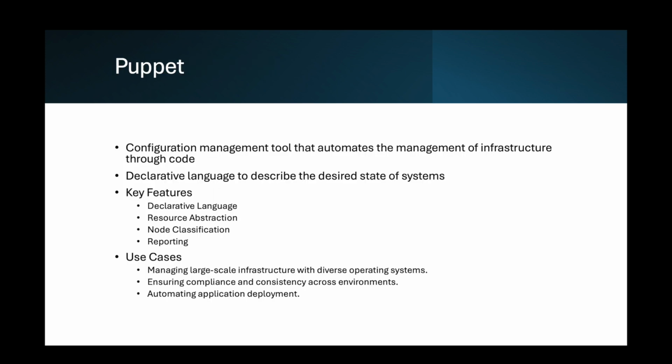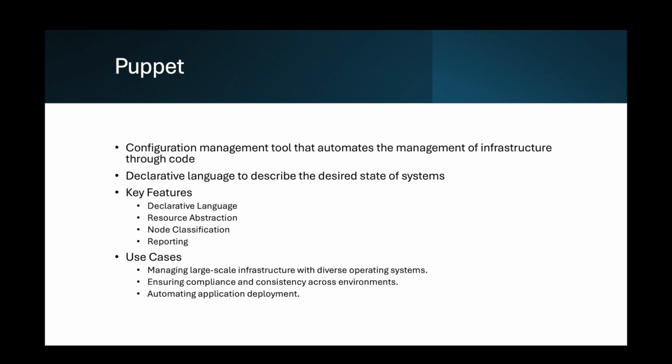Puppet. Puppet is a widely used configuration management tool that automates the management of infrastructure through code. It uses a declarative language to describe the desired state of systems and automatically ensures that they are in that state. Now, the key features include the declarative language.